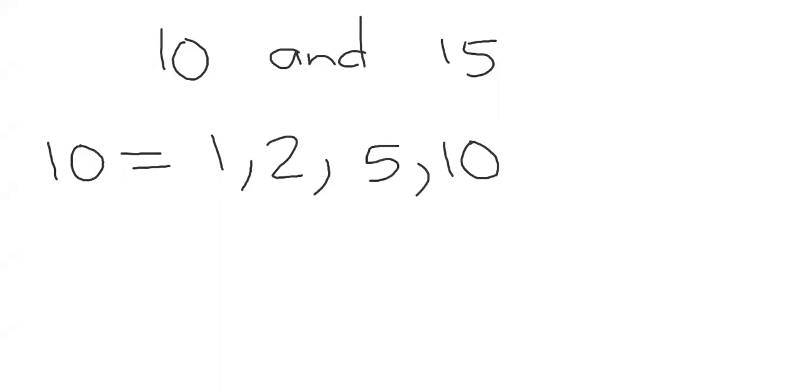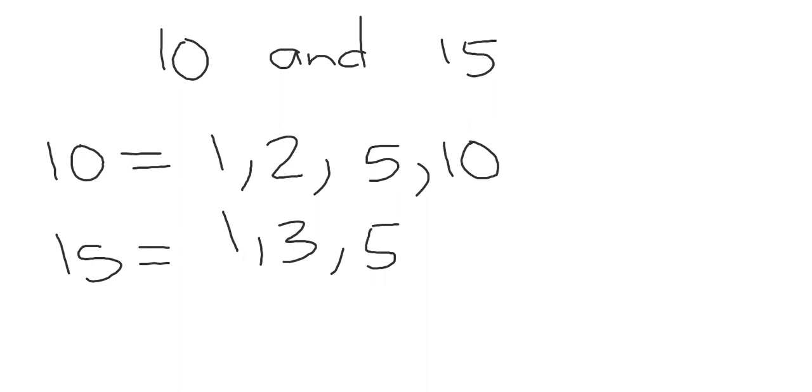So these are our factors of 10. Now let's look for the factors of 15. The first factor is going to be 1, because we said 1 is a factor of every number. Then the second one is going to be 3. 15 divided by 3, we get 5. Then the next one is going to be 15. So these are our factors of 10 and factors of 15.